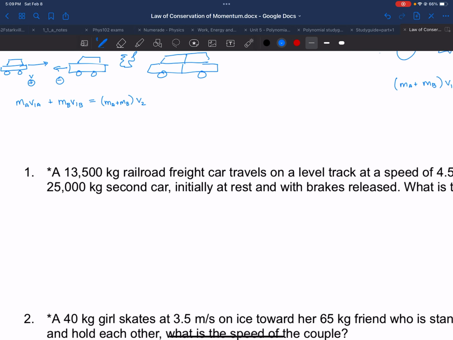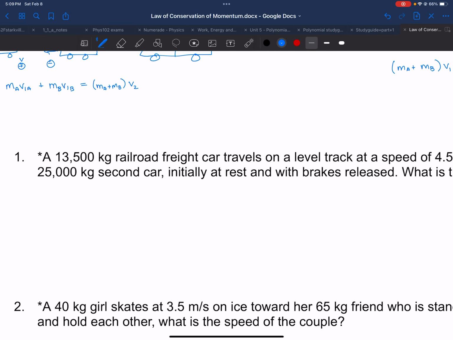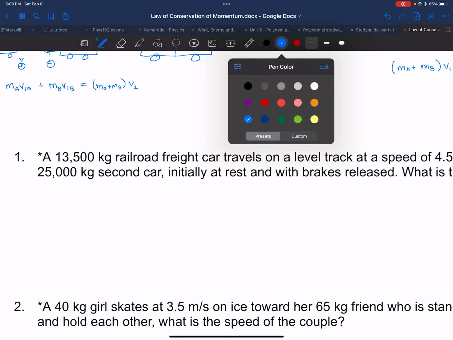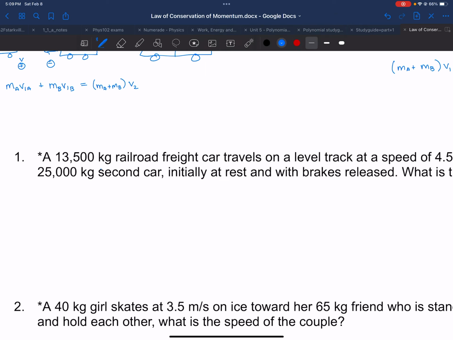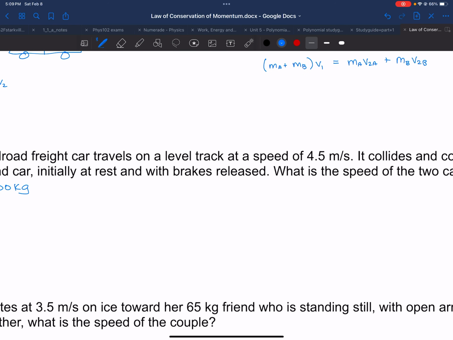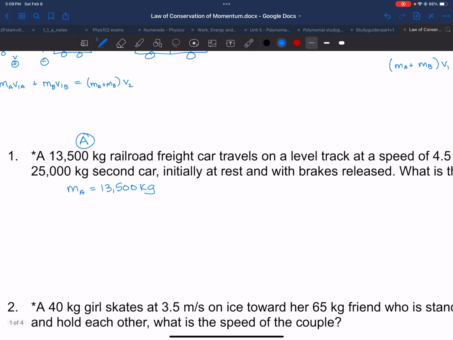All right, let's look at the first one. The best scenario is that we draw it out, and then we also list our variables. So we have a 13,500 kilogram railroad freight car, which I'm going to call object A. So mass of A is equal to 13,500 kilograms. It travels on a level track at a speed of 4.5 meters per second. So that's my initial velocity, 4.5 meters per second.